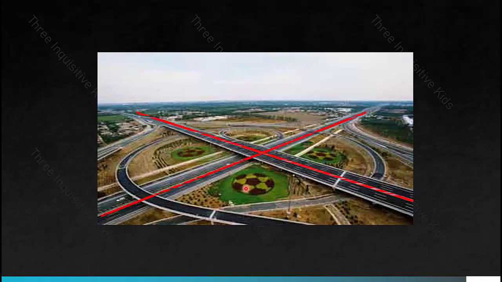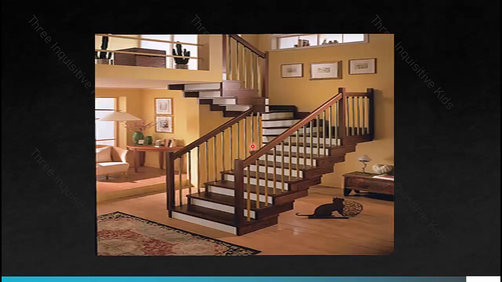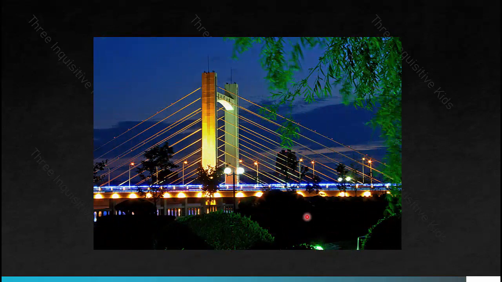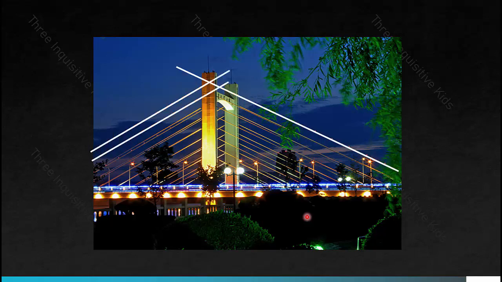Here is a highway. You'll see that there are two lines. You can think of the highways as two lines, and then they're intersecting. And we also see a picture of a staircase where multiple lines on the rails are intersecting, but there's also vertical ones that are parallel to each other. And finally, for this last picture, we see a bridge. And on this bridge, there are multiple diagonal lines that are intersecting each other and are also parallel.